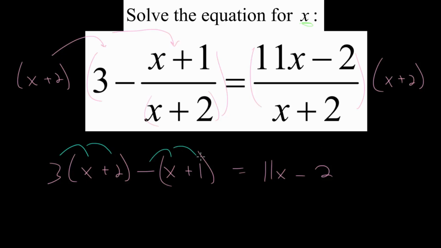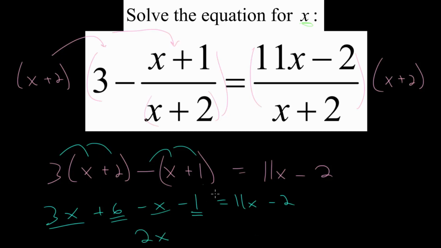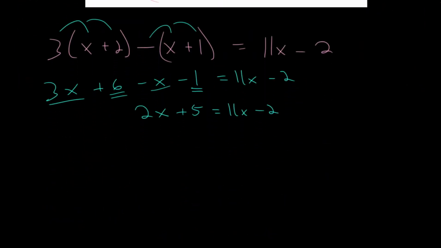Now from here, we can simplify by using distribution. We can distribute the negative 1 there. We get 3x plus 6 minus x minus 1. This is equal to 11x minus 2. And we can combine like terms. Those are similar. They are both variable, and these are both constant terms. 3x minus x, that's just 2x. 6 minus 1, that is positive 5. And we just have a linear equation with variables on both sides. So let's make a little bit of room. We can continue working on this.